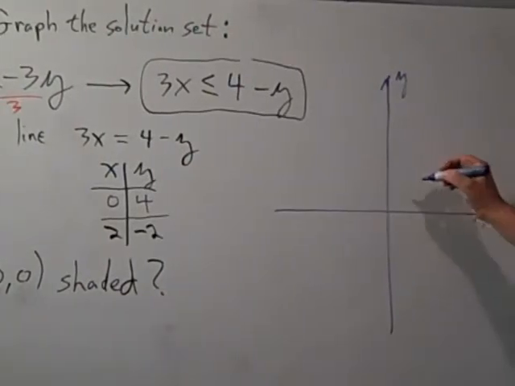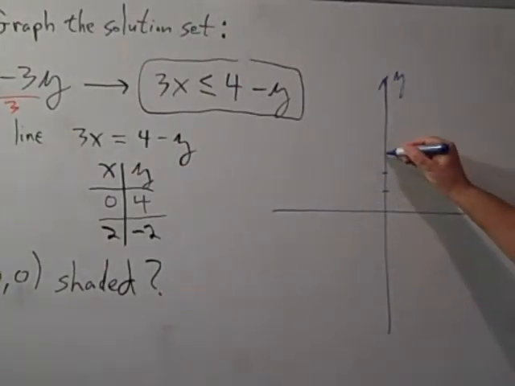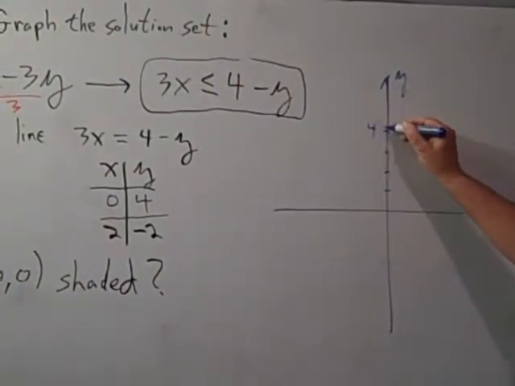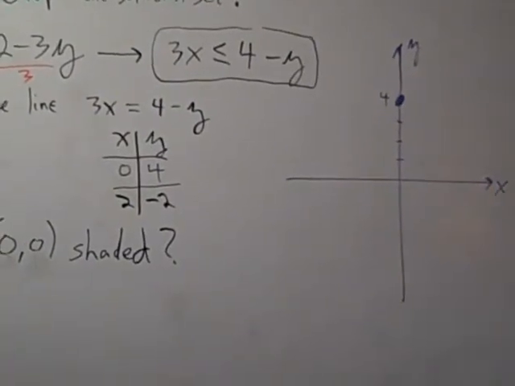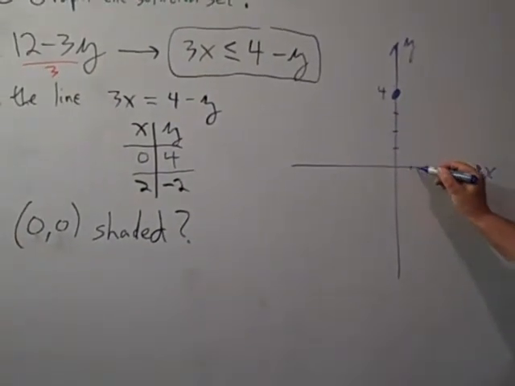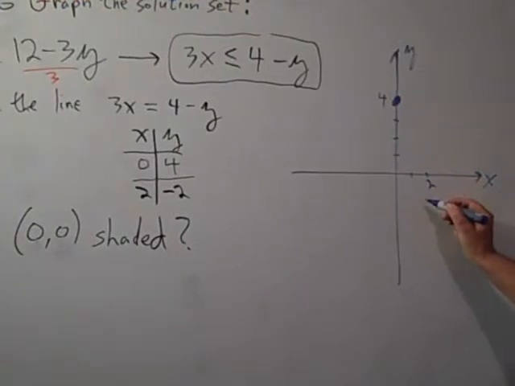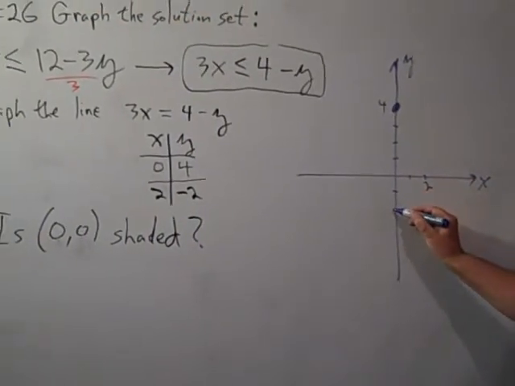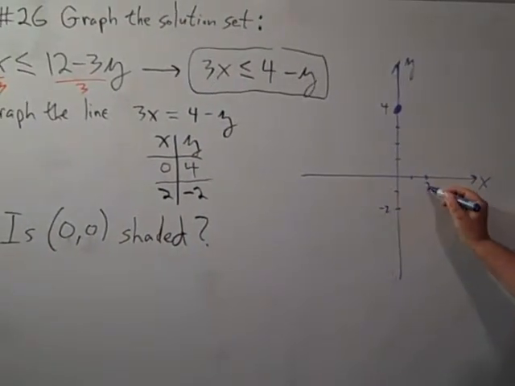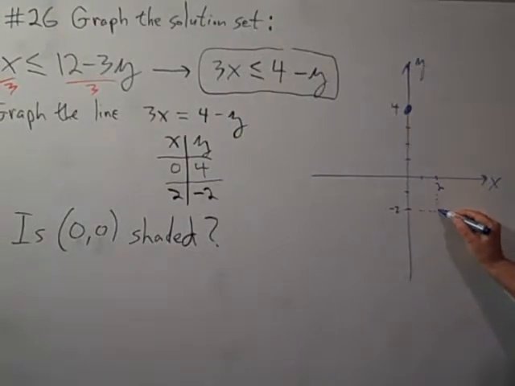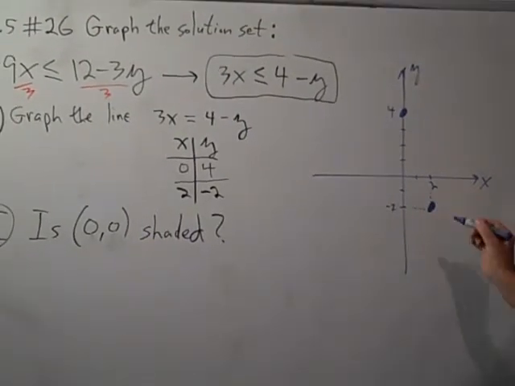So 0, 4 is the y-intercept. 1, 2, 3, 4 notches up the y-axis. We have a point on our line. And if x is equal to 2, then y is equal to negative 2. So we go down 2. So over 2 and down 2 lands us to about this point.